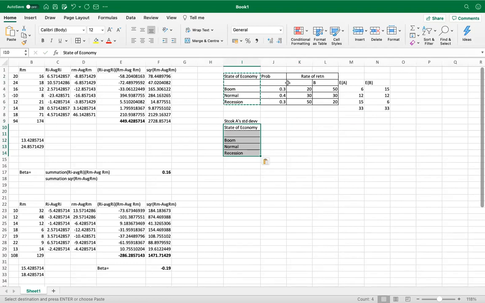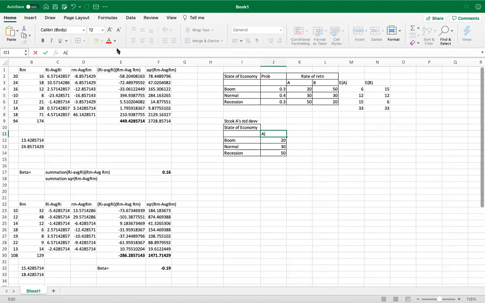This is stock A. This is my expected return in the stock. Now I will call it K. I will say Ki minus K bar, or the average of K. How do I calculate the average?